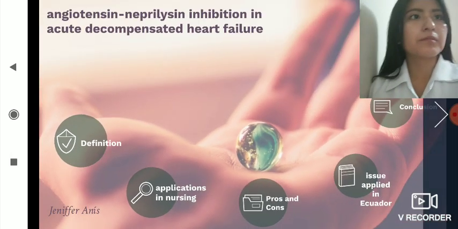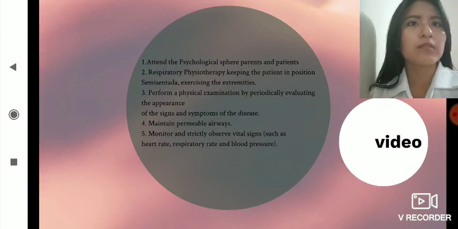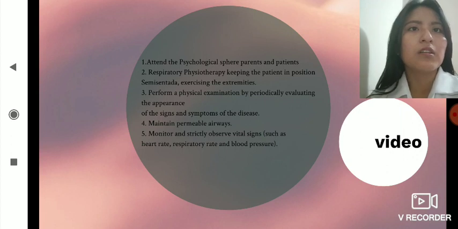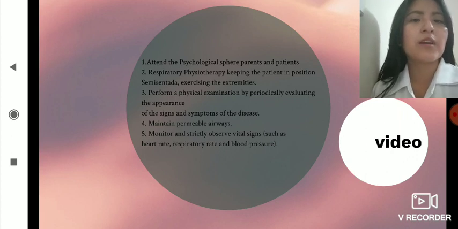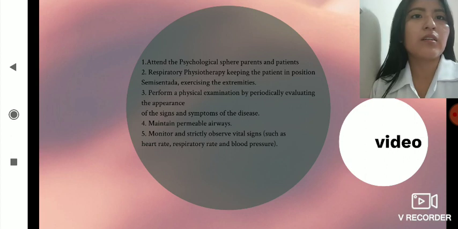Applications in nursing. 1. Attend to the psychological sphere of parents and patients. 2. Respiratory physiotherapy, keeping the patients in Fowler position, exercising the extremities. 3. Perform a physical examination, periodically evaluating the appearance of the signs and symptoms of the disease. 4. Maintain permeable airways. 5. Monitor and strictly observe vital signs.